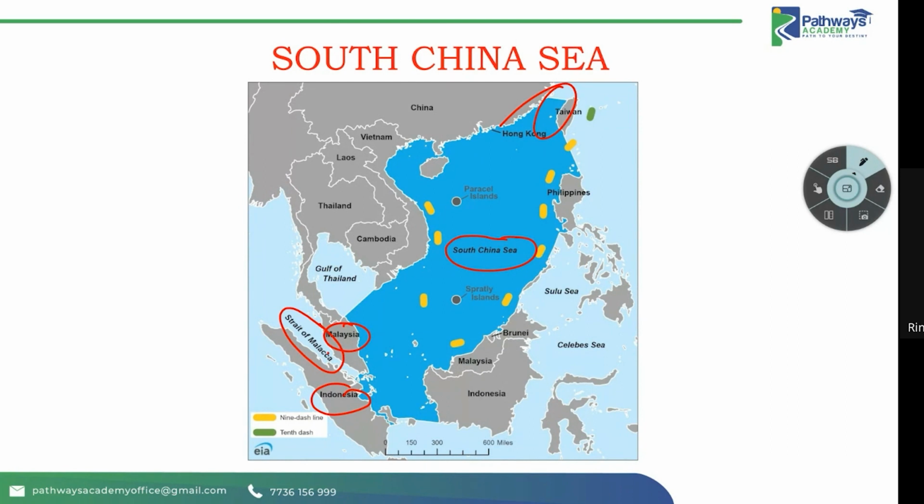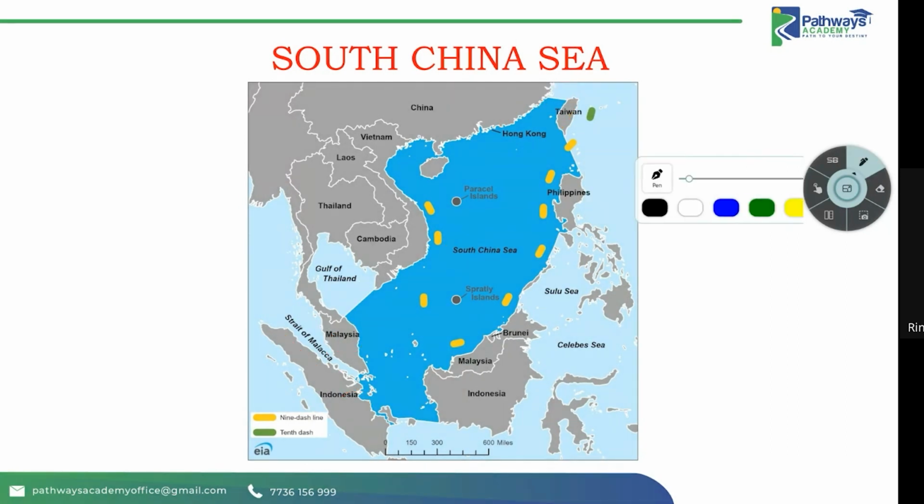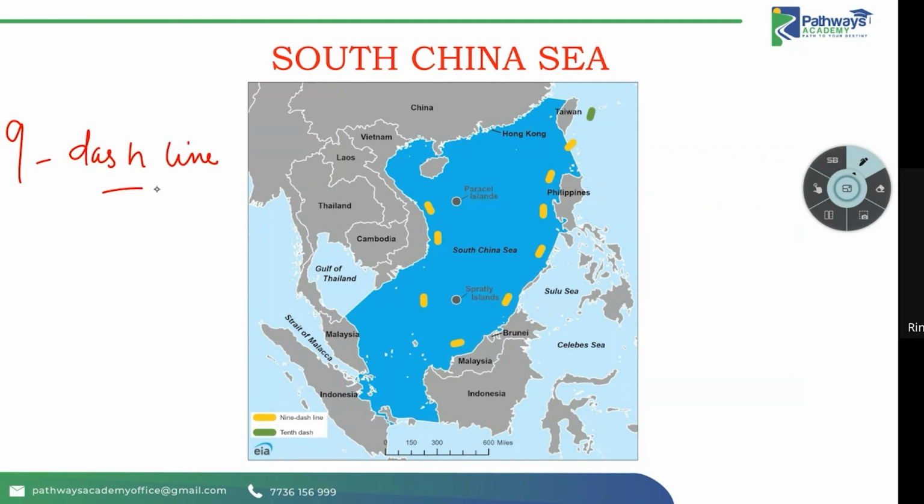Okay. Then the Nine Dash Line. What is the Nine Dash Line? Actually, it's a border given by China. It is not an internationally accepted border. It is a border of the South China Sea given by China. China has a tendency to give new maps every year for every nation, and they will claim that this part is ours. Like that, China already made a boundary in the South China Sea. That is known as the Nine Dash Line.